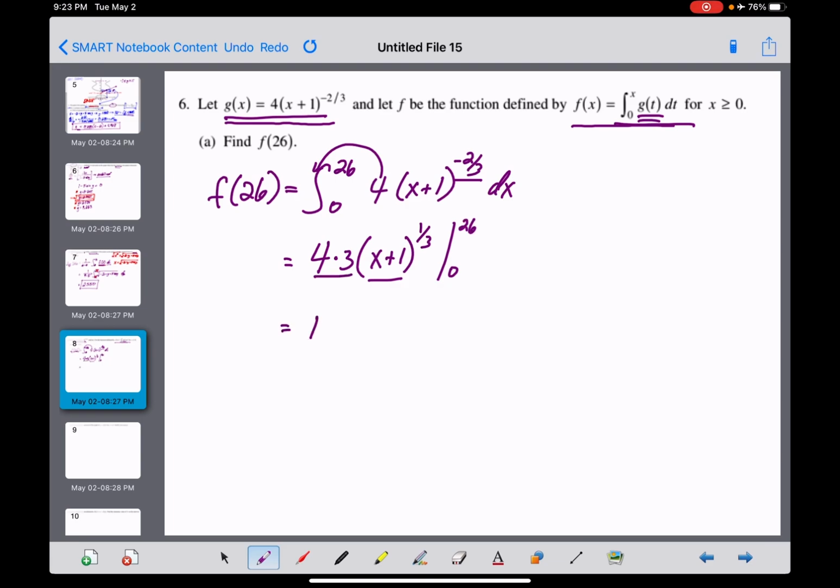So the 4 times 3 is going to make a 12 out in front, and now I'll go ahead and start a set of brackets. 26 plus 1, okay, now I get it. 26 was a weird number, but when you add 1 to it, it becomes 27, which is special because it's a perfect cube. And the cube root of 27, that of course is what the 1/3 power means, is 3. Minus, all right, 0 plus 1 gives us 1, which is also a perfect cube. And the cube root of 1 is 1. So we end up here with 12 times 2, and we're going to get 24 here for the value of f of 26. And that's what's going on in part A.